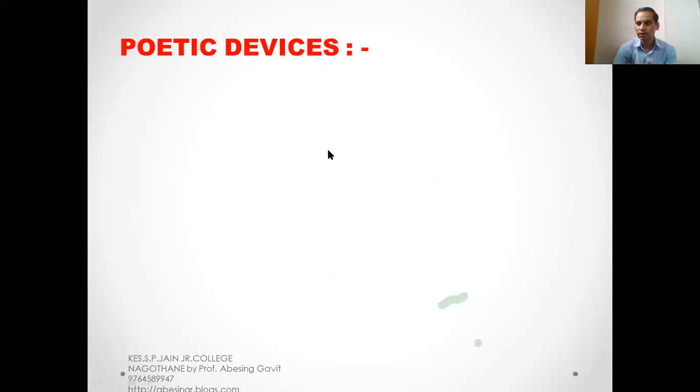And the poetic devices which belong to this poem only, those we will discuss today. And if you want more information about the poetic devices, I think before 2 or 3 days I have given you a video or a link of YouTube on all kinds of poetic devices that I have uploaded myself. So that video you can see, and you can get detailed information about all poetic devices. But here today we have to discuss the poetic devices which are used in this poem Indian Weavers.